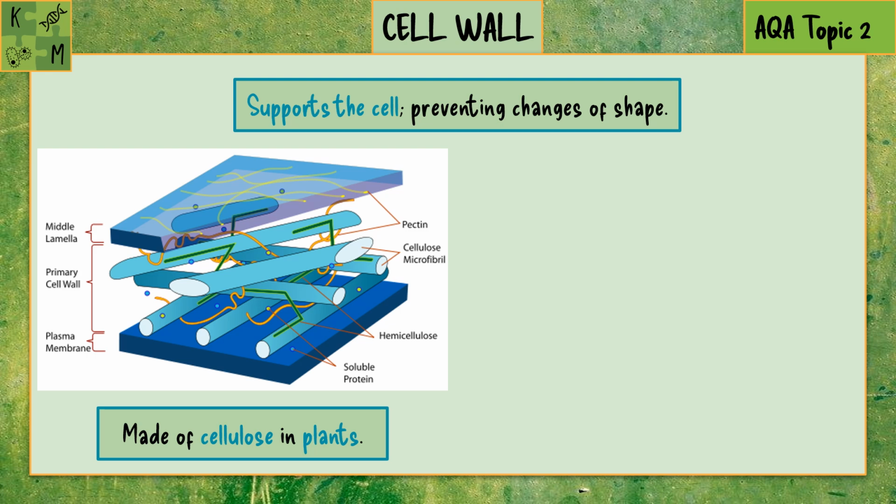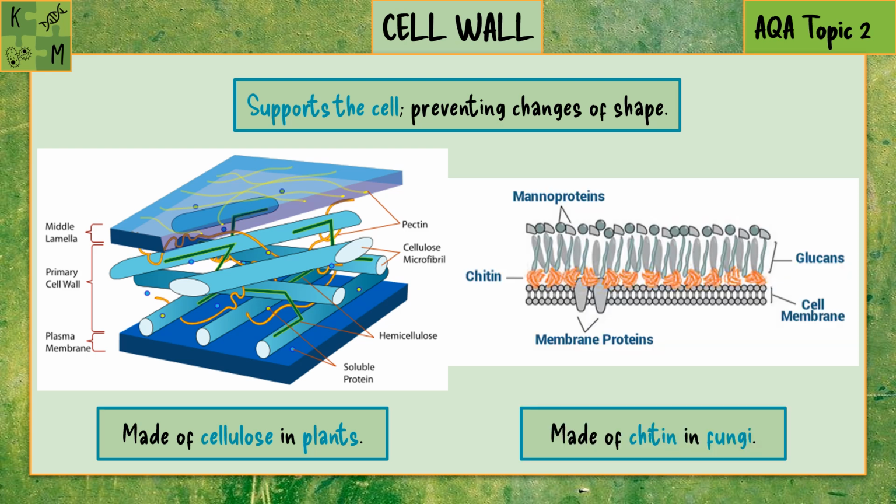The second type is in fungi. This time the cell wall is made mainly of a substance called chitin. This is a carbohydrate. You don't need to know the specific structure of this, but it's another structural carbohydrate similar to cellulose.